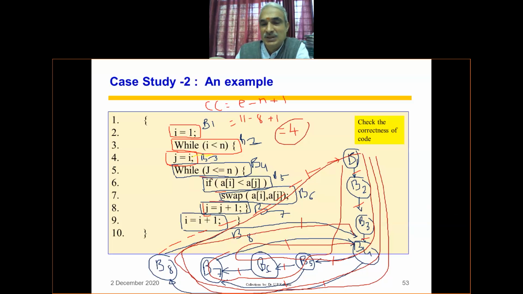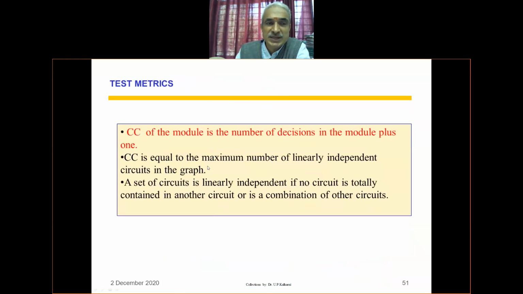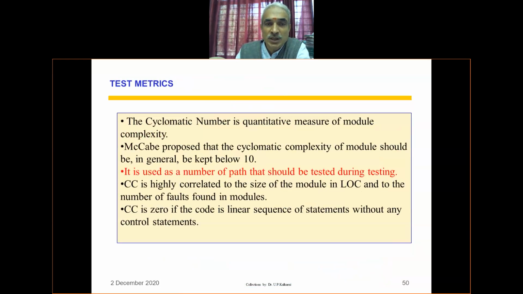Yes, sir. So please work this out. This is called the cyclomatic complexity of a module.